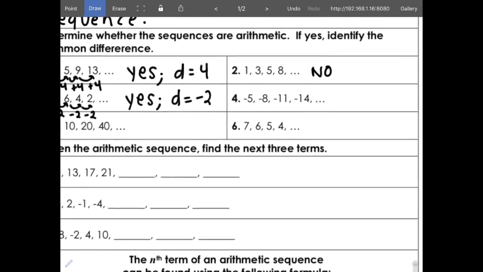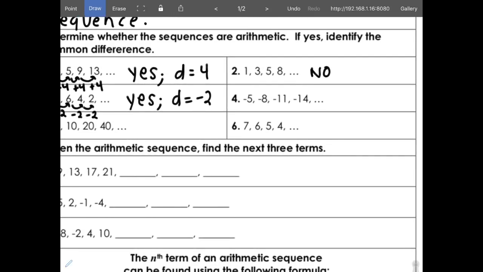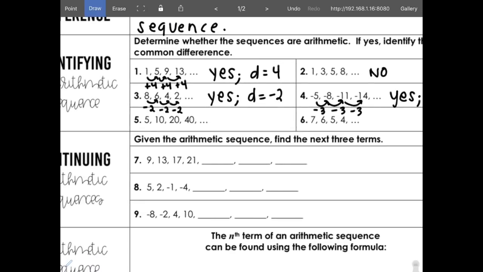Okay, next one. On this next one, negative 5 to negative 8. We're getting lower in our negatives, right? We're going from negative 5 down to negative 8, down even farther to negative 11. So we're subtracting 3 here. From negative 8 to negative 11, subtracting 3. Negative 11 to negative 14, subtracting 3. So it is arithmetic, and D equals negative 3. Be careful with the negatives there.